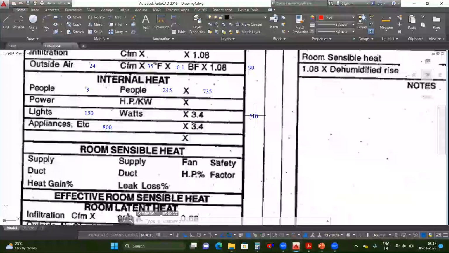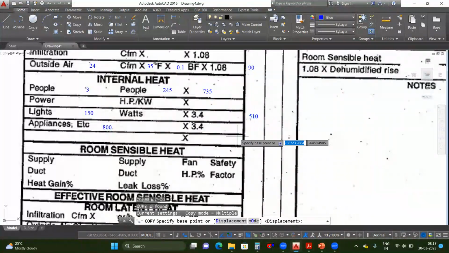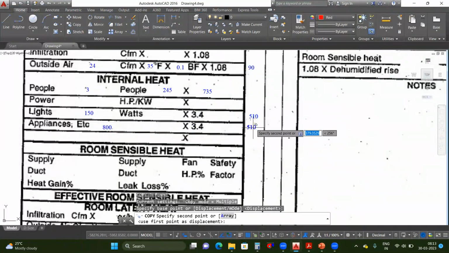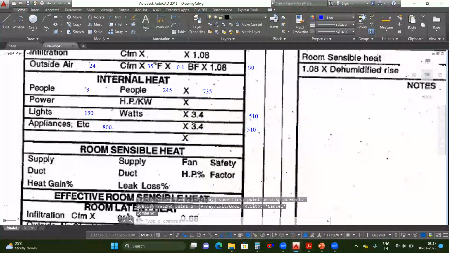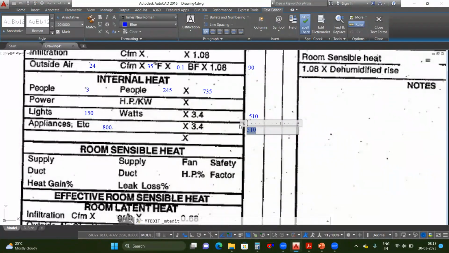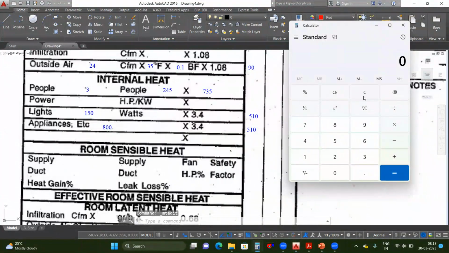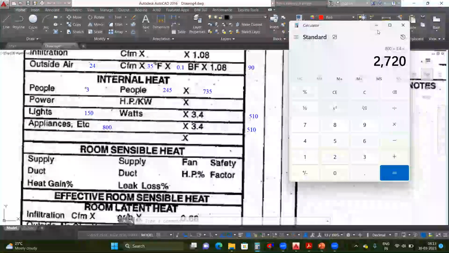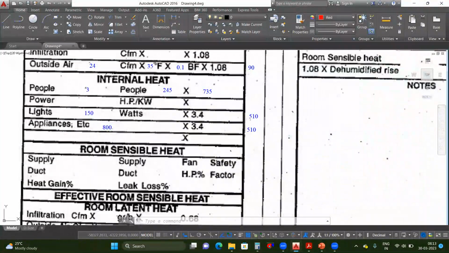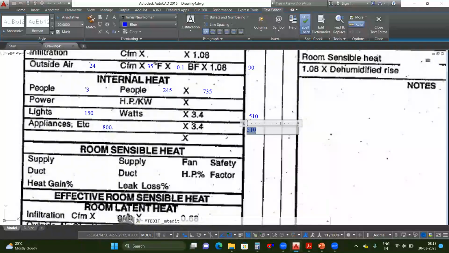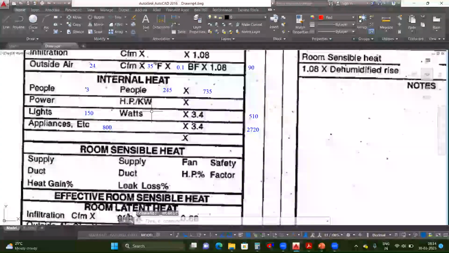So when we multiply this 800 by 3.4, we get 2720. This is the equipment load, electrical.